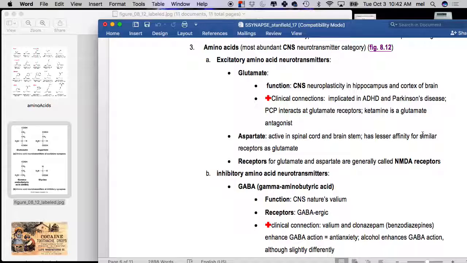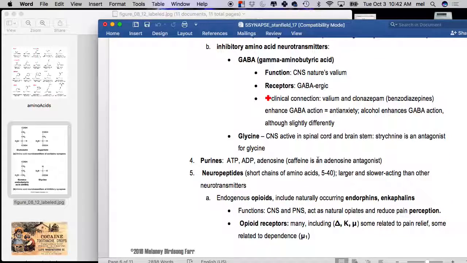The receptors for glutamate and aspartate are called NMDA receptors. You don't have to know what that stands for. It's too long. So they usually use the same sets of receptors. They're similar chemically. Okay, and then inhibitory amino acid neurotransmitters are GABA and glycine. And GABA is mostly brain, higher brain, and glycine is spinal cord and brainstem. Does that make sense? So they're kind of the same, right?